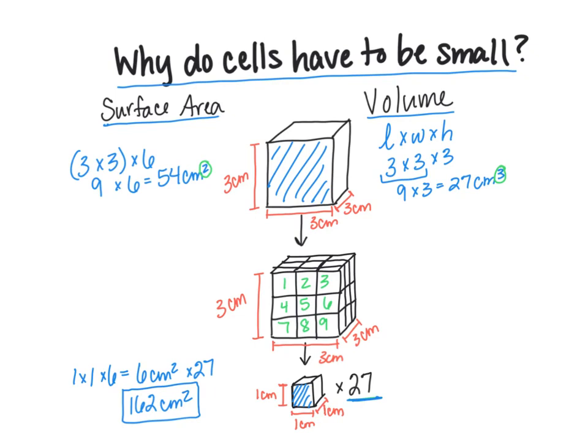Now we can take a look at the volume, and once again we can still take length times width times height, which for a 1 centimeter cube would just be 1 times 1 times 1, which gives us a volume of just 1 centimeter cubed. But we have 27 of those cubes, so we take that number times 27. So we ultimately end up with an overall volume of 27 of these cubes equal to 27 centimeters cubed.